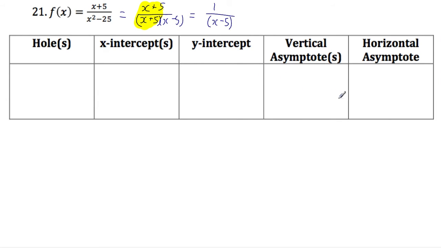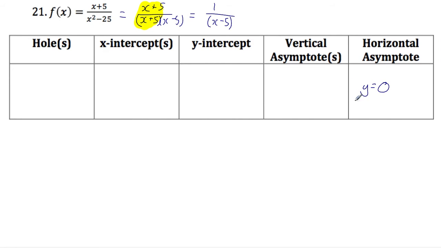I'm going to go a little bit out of order here. I'm going to start with the horizontal asymptote, because that's just finding the degree. The degree in the numerator is 1, in the denominator it's 2. Because the degree in the denominator is larger, the horizontal asymptote is y equals 0. Well, y equals 0 is the x-axis.